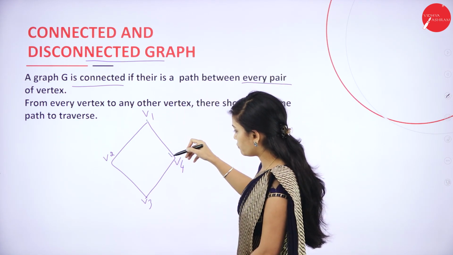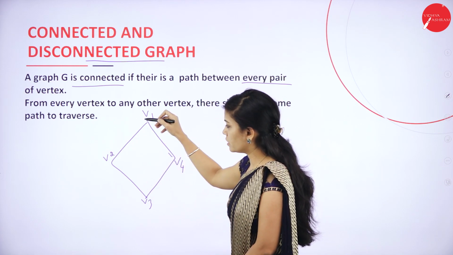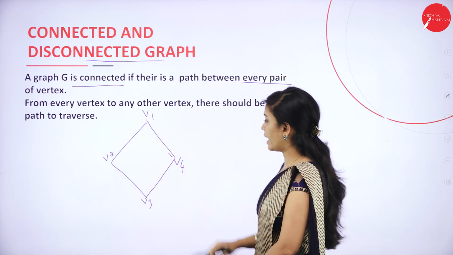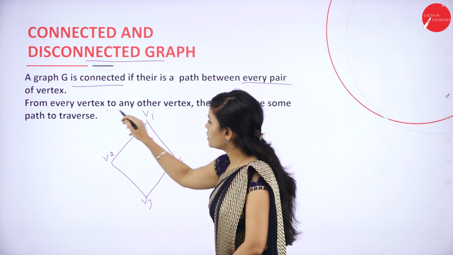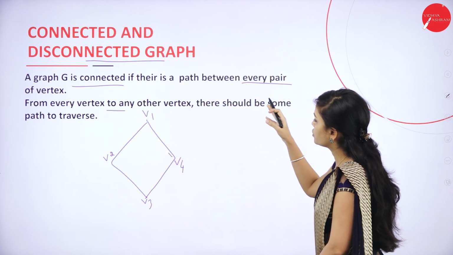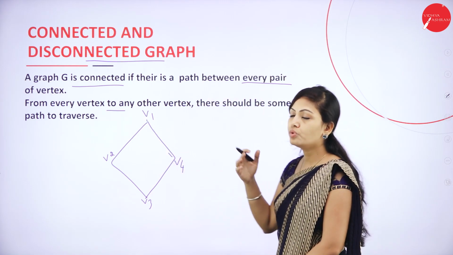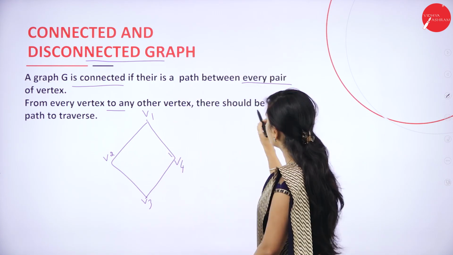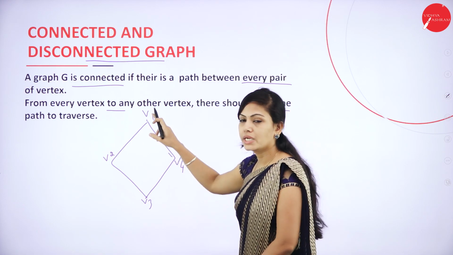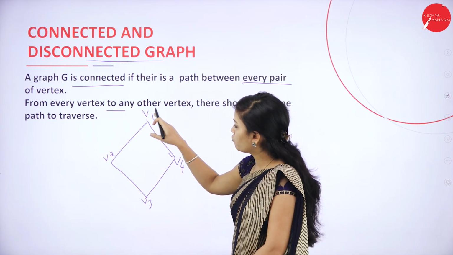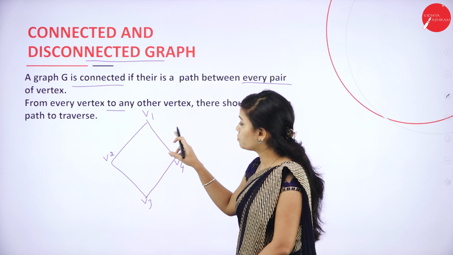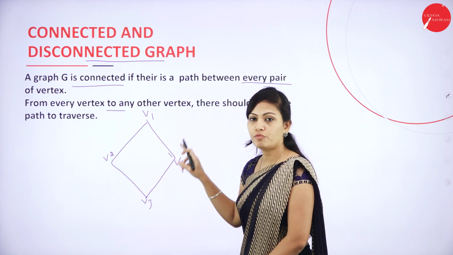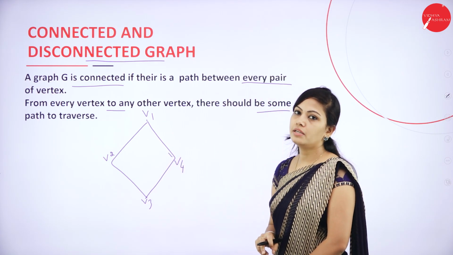A graph with a path between every pair of vertices is called a connected graph, and from every vertex to any other vertex there should be some path to traverse. To traverse from one vertex to another vertex, there should be a path between every pair of vertices. That is called a connected graph.